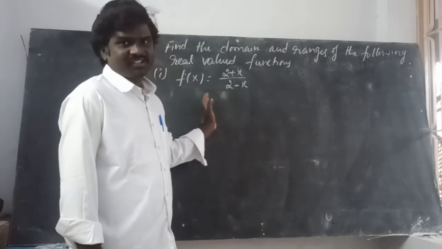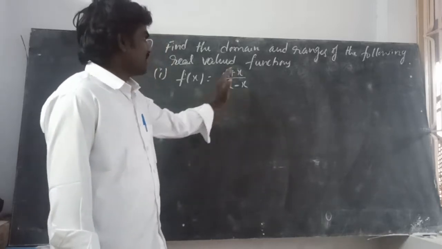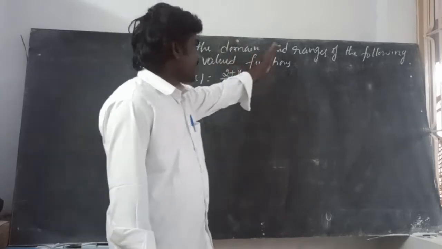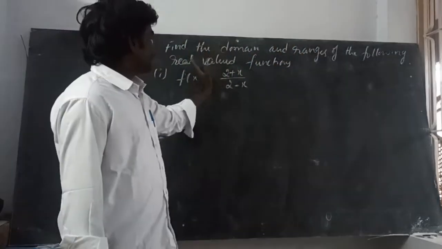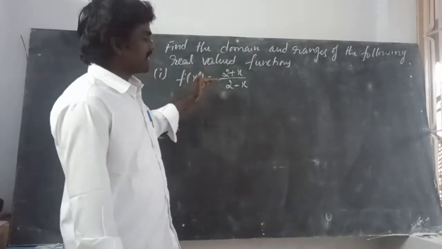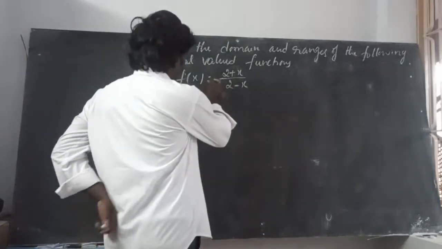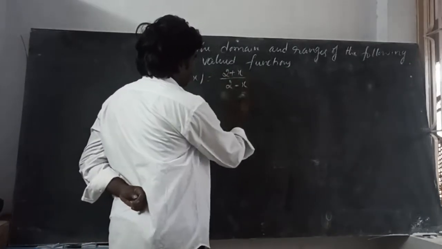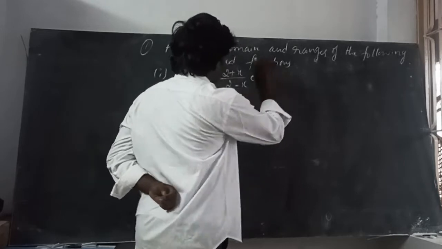Students, I am teaching intermediate functions, third exercise. Find the domain and range of the following real valued functions. First find the domain. f of x is equal to (2 plus x) by (2 minus x), which belongs to real valued functions.